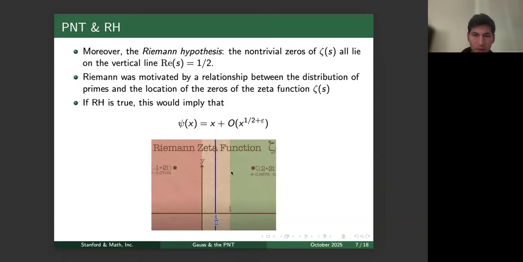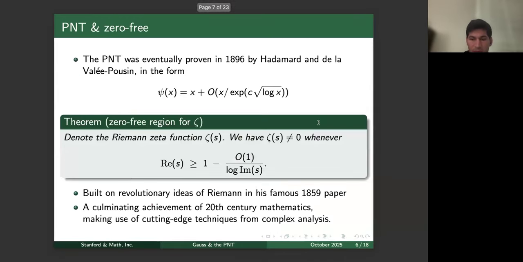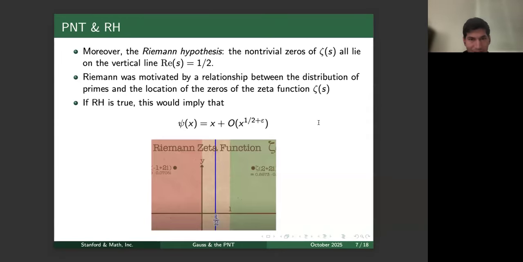And actually, it's a slightly stronger statement: if you cut out a sliver, a region close to 1, even to the left, there are still no zeros in that region. So one can view the prime number theorem as a weak approximation towards the Riemann hypothesis. And the reason Riemann was motivated to formulate his hypothesis is because he identified a very explicit relationship between the distribution of primes and the location of zeros of zeta.